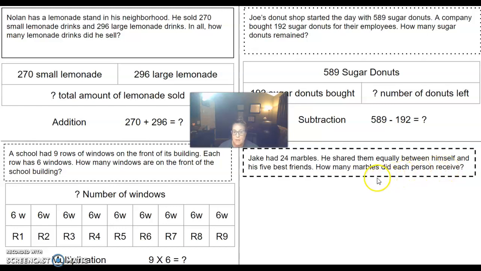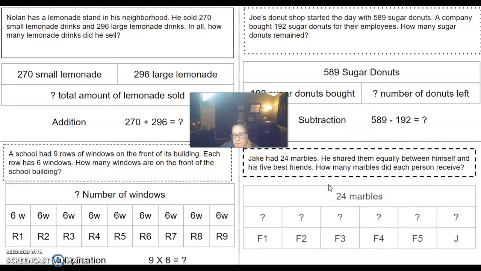So again, I'm going to use a strip diagram. Now let's think about this. It's Jake, and he has 24 marbles, and he shares them between himself and 5 friends. Well, let's think about what that would be. So it's Jake and his 5 best friends. So how many people actually are there? That's right, there's 6, but they're trying to trick us because it only says 5. But it's 5 best friends with himself.